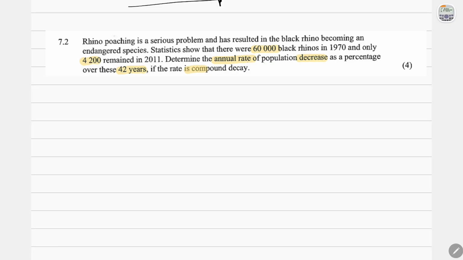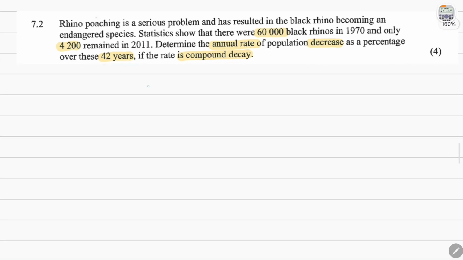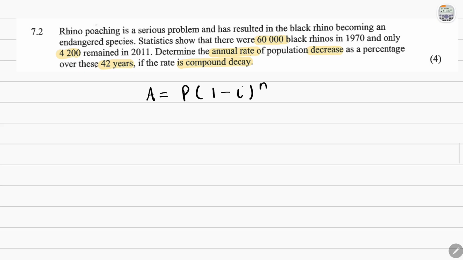If the rate is compound decay. Okay, so they really told you everything here. So we see that we're using compound decay, which the formula looks like this: A equals P times 1 minus I raised to the power of n. Okay, so the starting amount, we started off with 60,000 black rhinos in 1970. So that is the amount we start off with. It was 60,000, and then they went down to 4,200 in 2011. So this is the amount we have ended at in 2011.